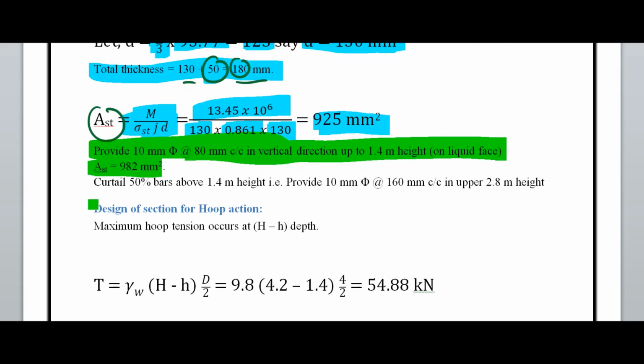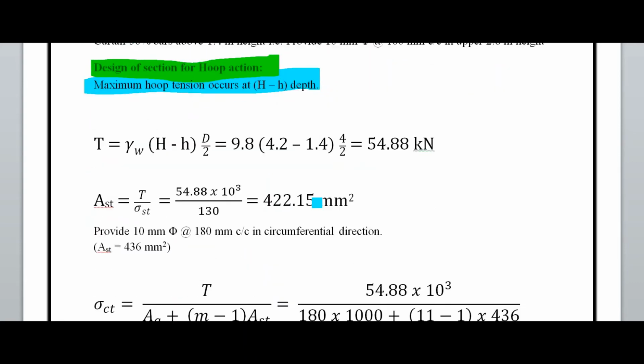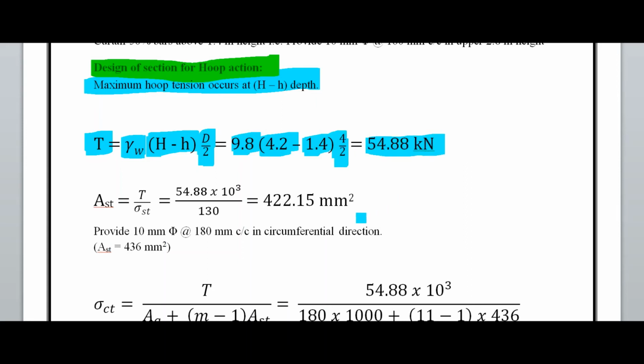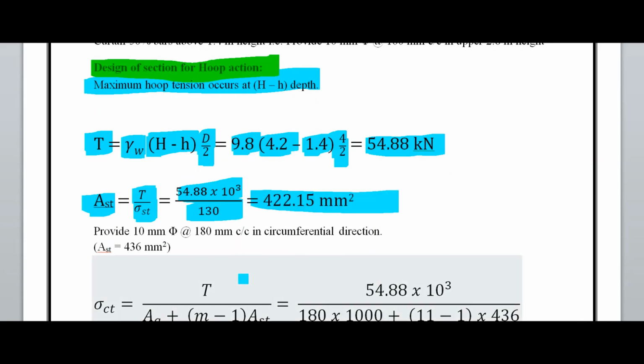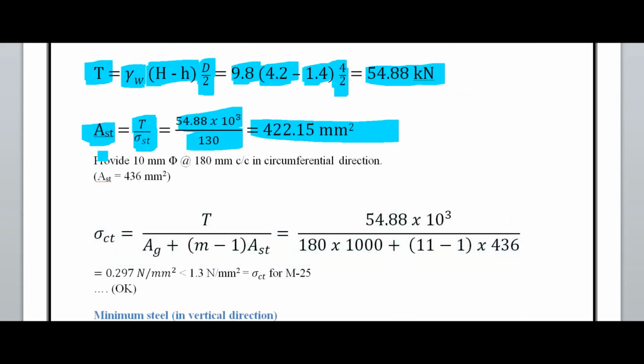Okay. Now we are going to design the section for the hoop action. So maximum hoop tension occurs at capital H minus small h depth, means at the top portion. So T is gamma w into capital H minus small h into d by 2: 9.8 into 4.2 into 1.4 into 4 by 2. So 54.88. So Ast is equal to T divided by sigma st. After we calculate the value, Ast is 422 mm square. So we have to provide 10 mm dia at 180 mm center to center.